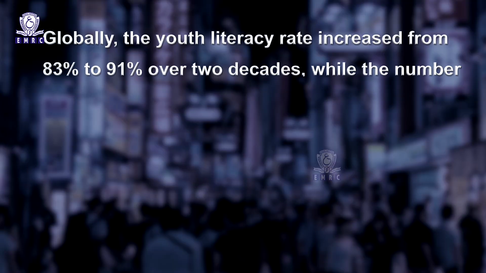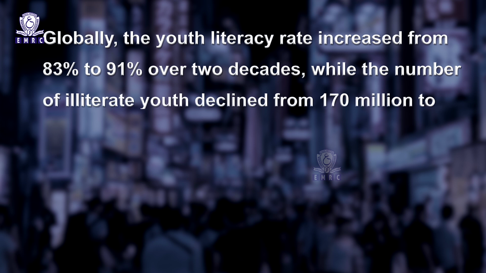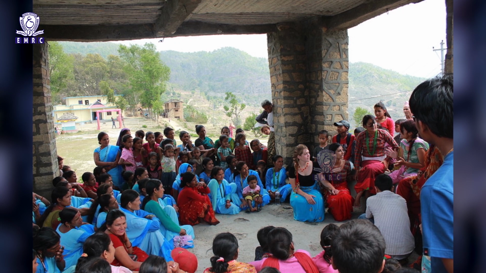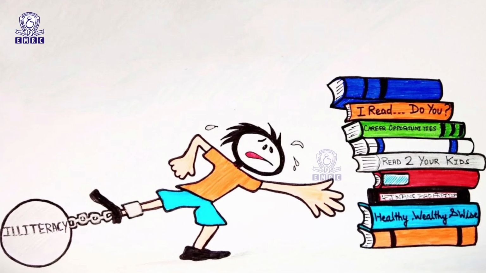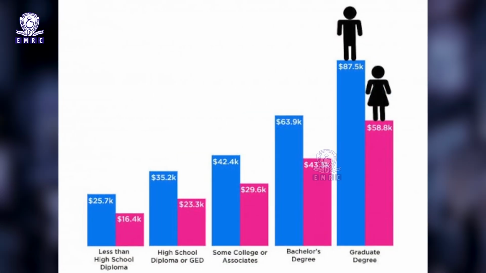Globally, the youth literacy rate increased from 83% to 91% over 2 decades, while the number of illiterate youth declined from 170 million to 115 million. Regional and gender disparities persist. However, literacy is lowest in least developed countries and higher among males than females. In the most recent years for which data are available, young women accounted for 59% of the total illiterate youth population.